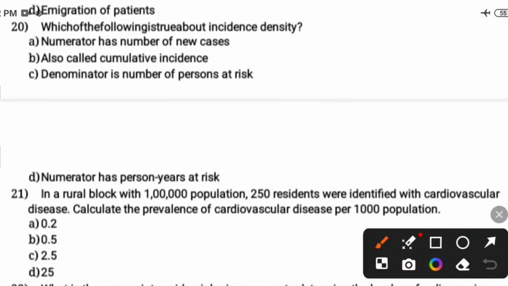Which of the following is true about incidence density? Numerator has number of new cases, also called cumulative incidence. Denominator is number of persons at risk. Numerator has person-years at risk. So the best answer is numerator has number of new cases.